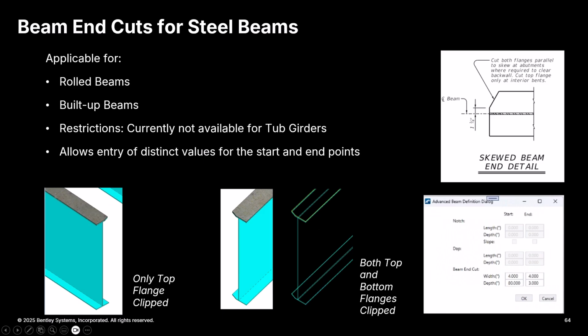Also, we have added the option of beam end cuts for steel I-girders. You can clip the top or the bottom flange. The cuts can be defined in the advanced beam definition dialog box. These are not available yet for top girders. We're planning to implement that, but they are applicable for rolled beams and built-up beams.